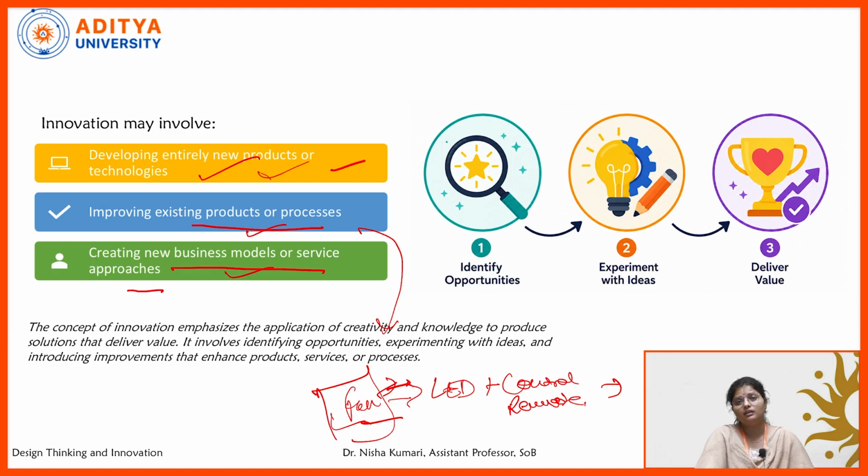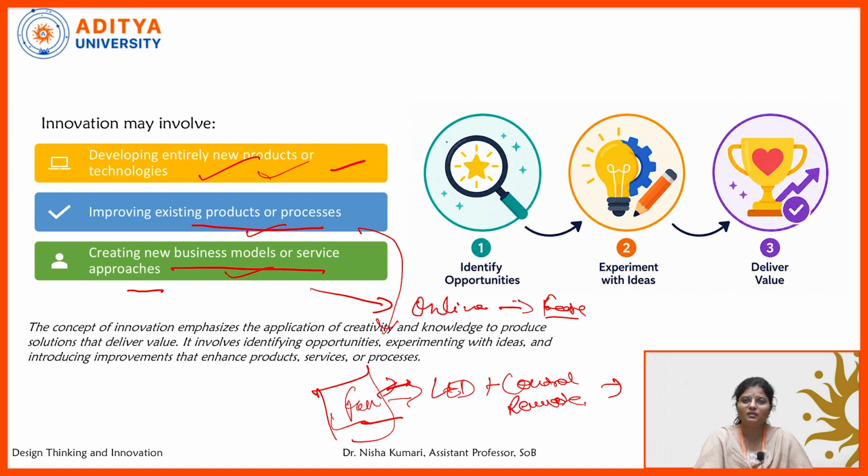So for example, if we talk about Uber, previously we also had taxis, autos, everything, but Uber introduced a new business model altogether where we are able to book the services online, and that too by seeing the fare they are going to charge, correct? So this is one more example of innovation.